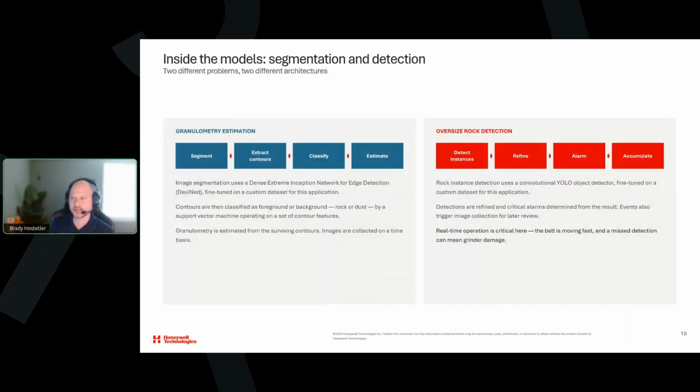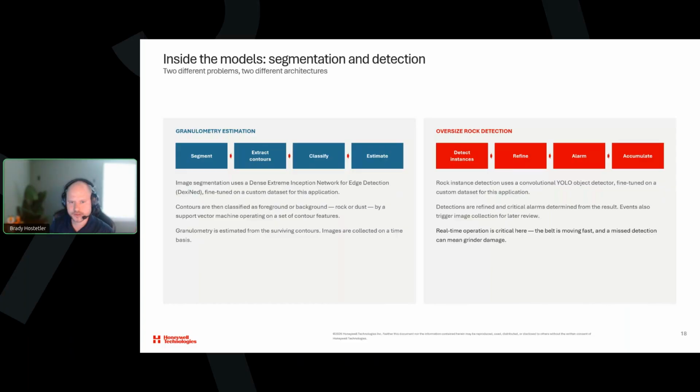Just an example for our C+ rock. This is looking at the granulometry and oversized rock detection. We're running 2 different software models because they have different challenges that require different latency. Granulometry can afford 10 seconds, so it uses a heavier approach of processing. It's called a dense extreme inception network for edge detection. It's looking at the edges of the rock and classifying that on a fine-tuned data set to determine coarse, fine, intermediate, and then confirming what's dust or what's rock, and then it gives an estimate of those percentages.